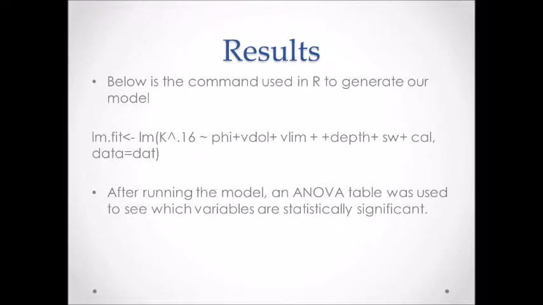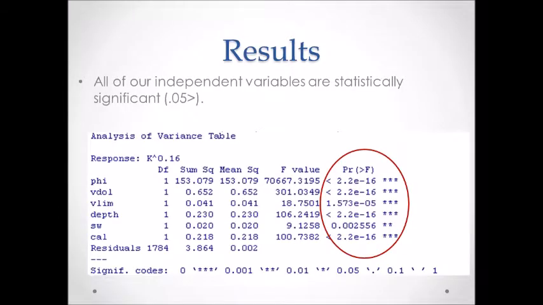Below is the command used in R to generate our model. After running our model, an ANOVA table was used to see which variables are statistically significant and should be included in our model. The results of our analysis of variance table are shown below. In the circled column, we can see that all of our p-values are less than 0.05, which means that they are all statistically significant and should be included in our model.